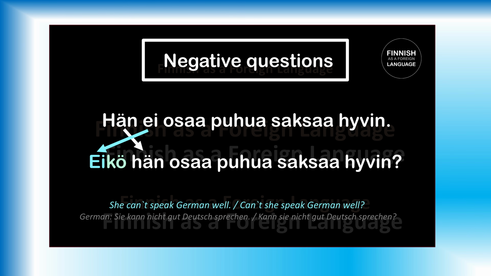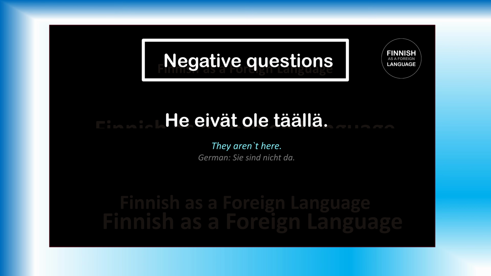So let's repeat again. Hän ei osaa puhua saksaa hyvin means she can't speak German well. And now, eikö hän osaa puhua saksaa hyvin means doesn't she know how to speak German well, or can she speak German well?